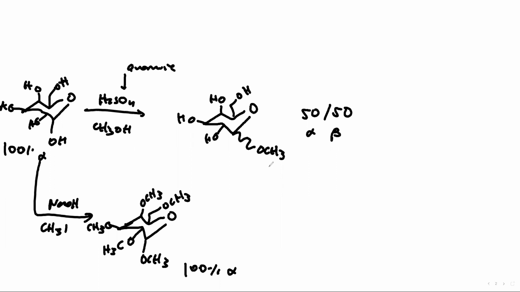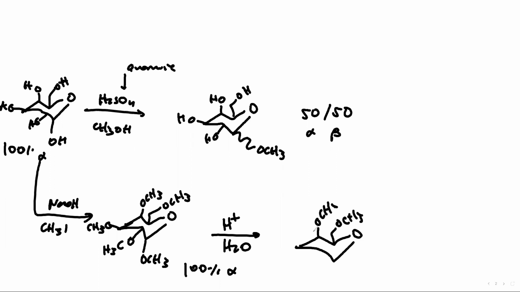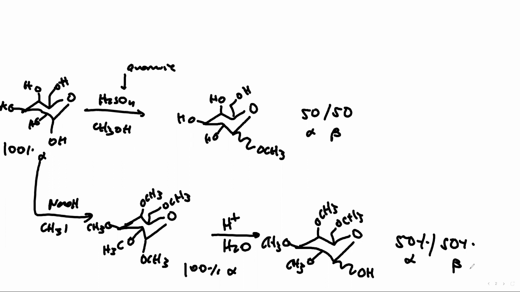Now to make sure you guys are paying attention, let's say I did H plus H2O. We're in acid, so who reacts? Again, acid only reacts at the anomeric position, so everything else should stay the same. And then the nucleophile is water, so we're switching the OCH3 with OH. Again, I have no control over the anomer. I'm going to get 50% alpha, 50% beta. Okay. Cool.